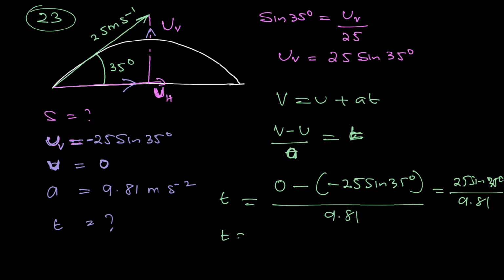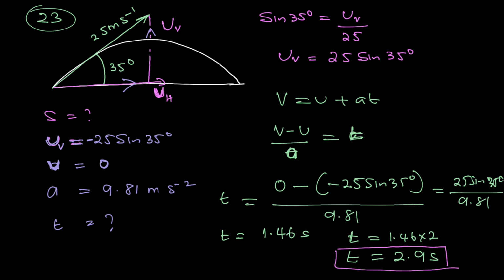So t is equal to 1.46 seconds, but the total time for coming back down again will be equal to 1.46 times 2, and therefore that equals 2.9 seconds. So that will be the time that we are looking for, 2.9 seconds. So the time to get to the top here, so let's use a different one.